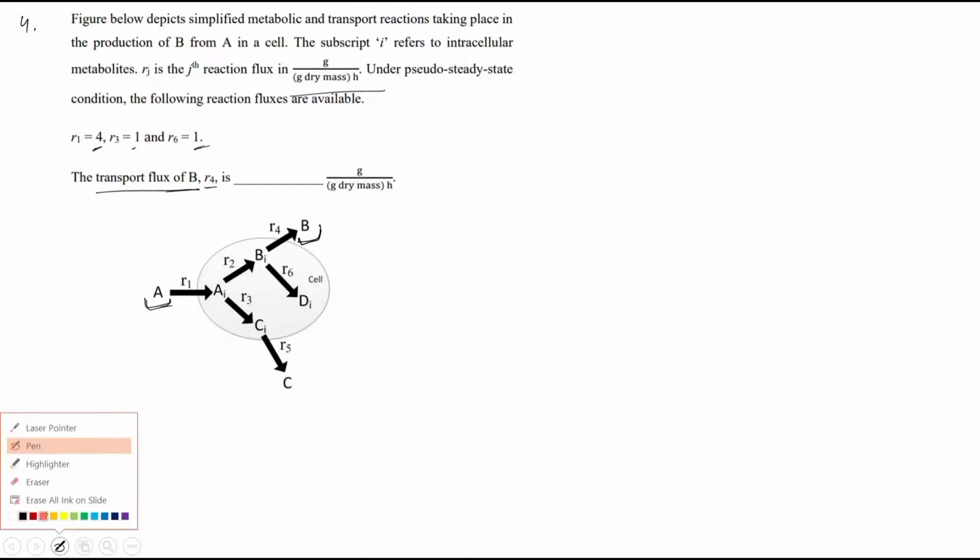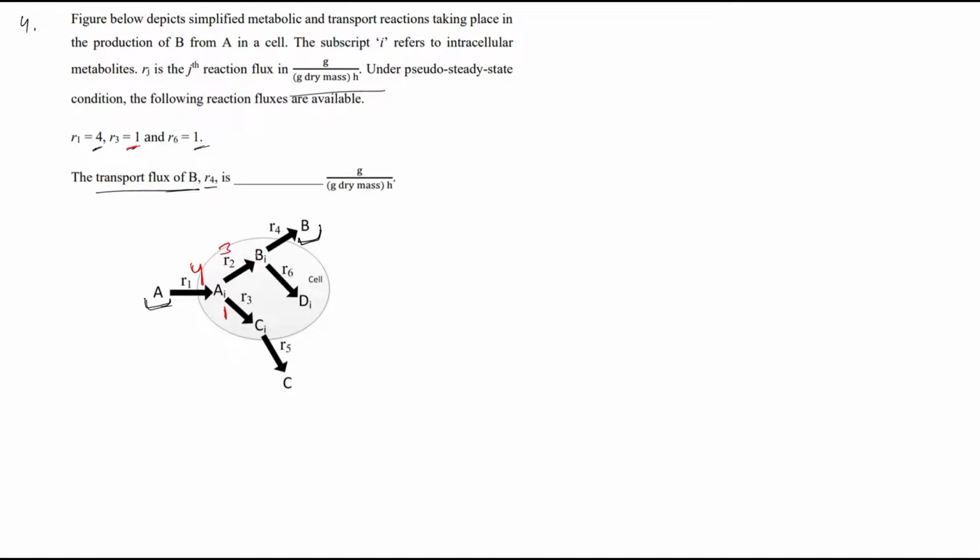So the R1 value is given as 4. At this point, A_i, it is bifurcating into R2 and R3. And in the question, the R3 value is given equal to 1. So what will be the R2 value? If R3 is 1, R2 will be 4 minus 1, that is left out. The answer will be 3. R2 will be 3, right?